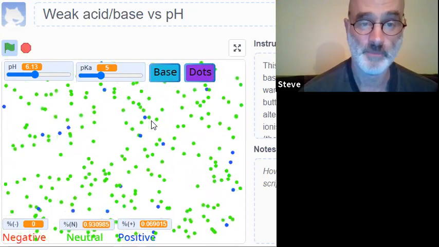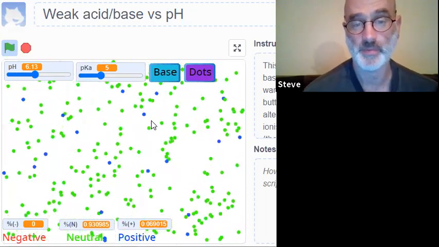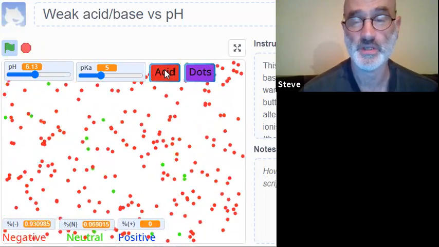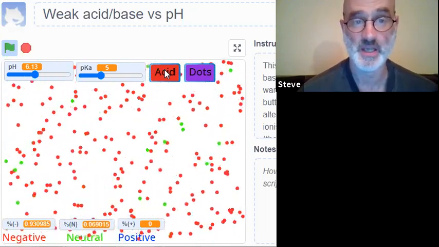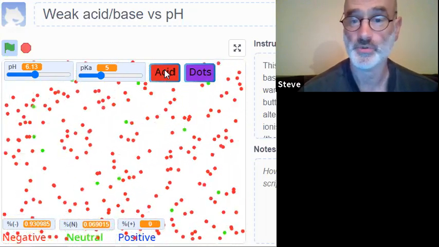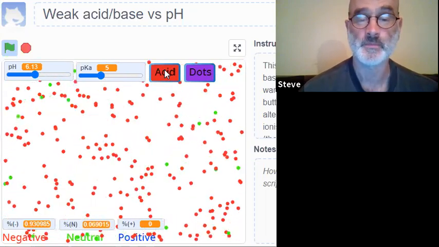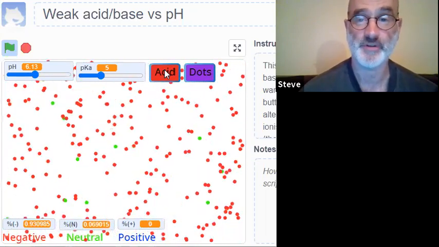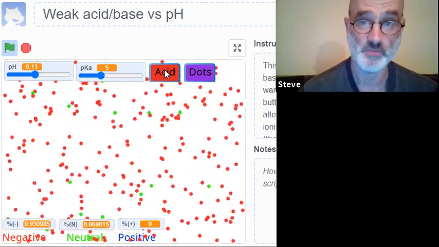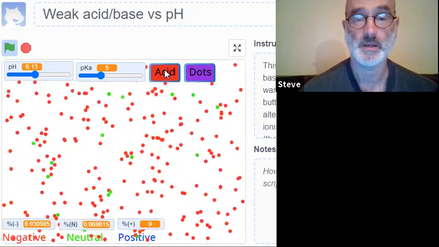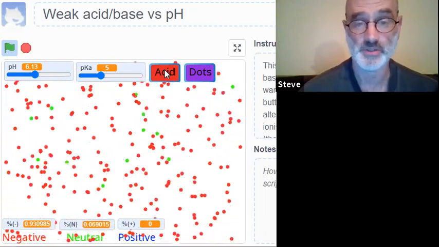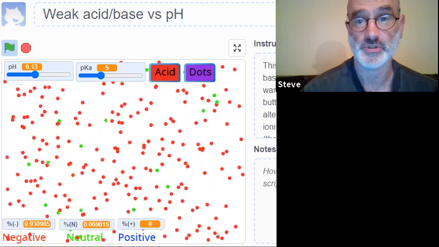So here, for a base at or slightly above the pKa, you can see that the majority of the molecules are neutral. Then when we swap over to the acid under the same pKa and pH conditions, the majority of molecules are now negative. This impact on the different ionization states of acids and bases is really important in terms of how molecules behave in solution, and also how quickly and readily molecules can get into the bloodstream through the gastrointestinal tract.